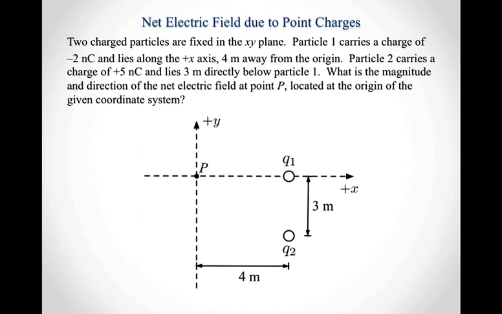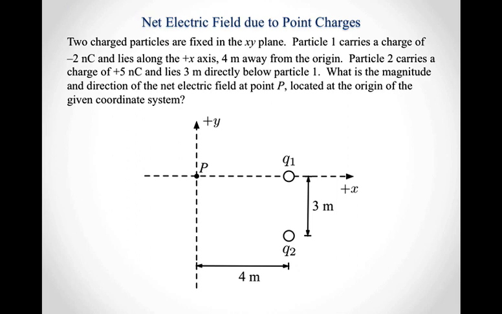So what we're going to do is work a problem like this. Here we've got two charged particles that are fixed in the XY plane. Particle 1 carries a charge of -2 nanocoulombs and lies along the positive x-axis 4 meters away from the origin. Particle 2 carries a charge of +5 nanocoulombs and lies 3 meters directly below particle 1.